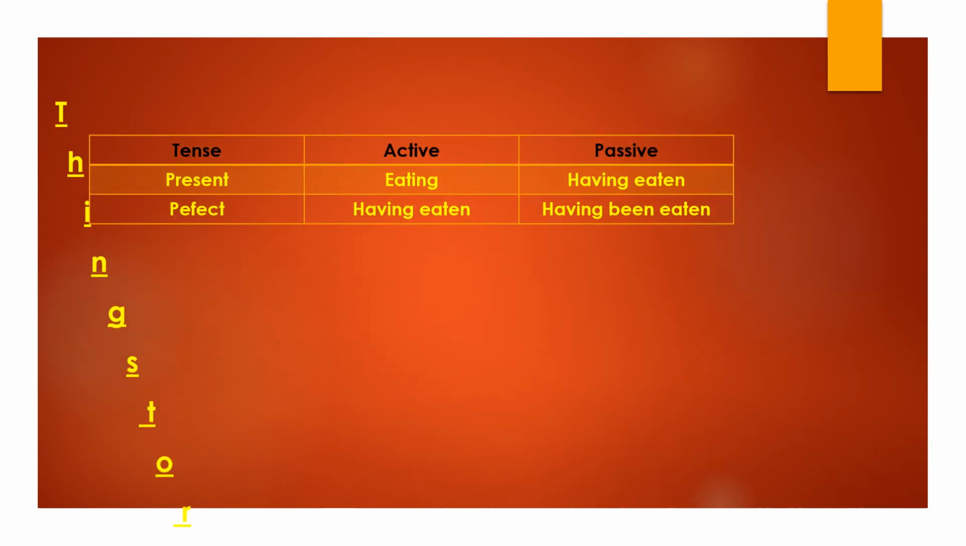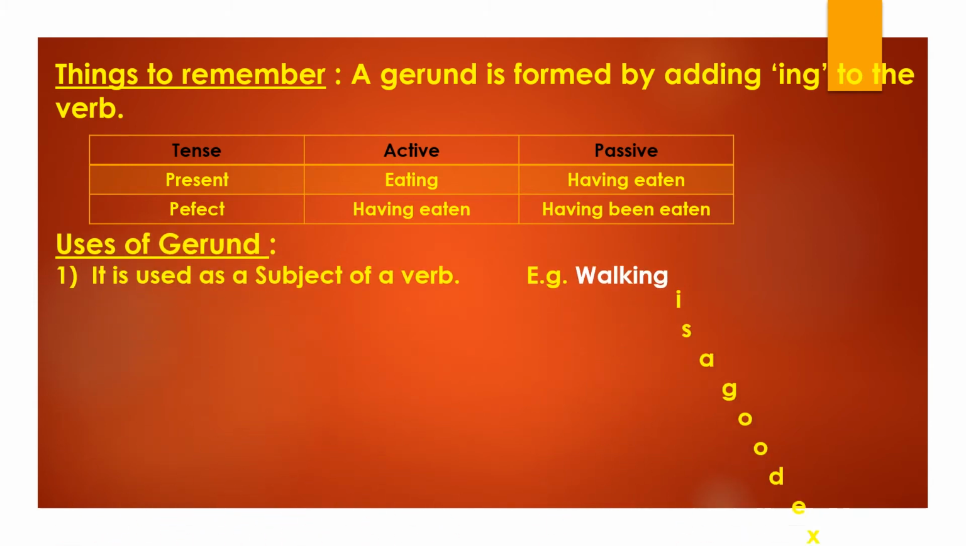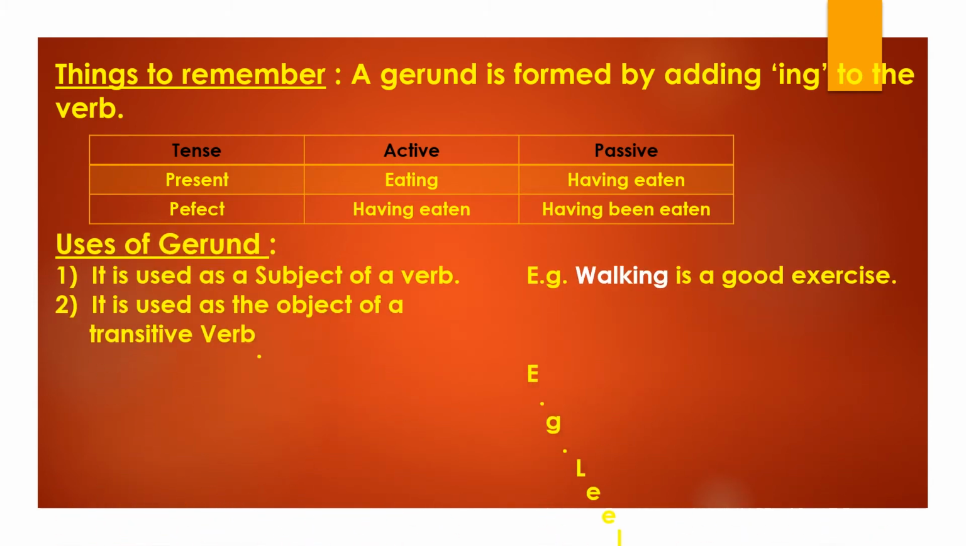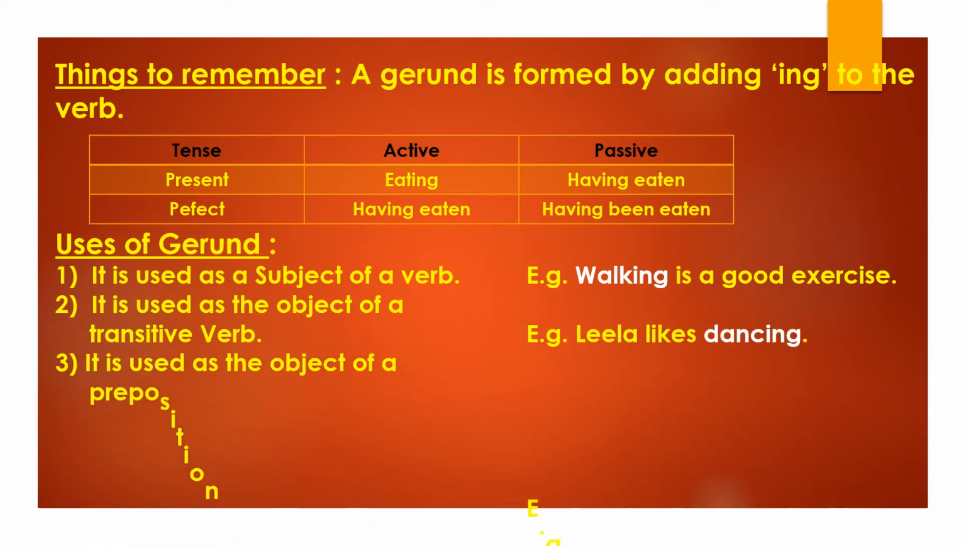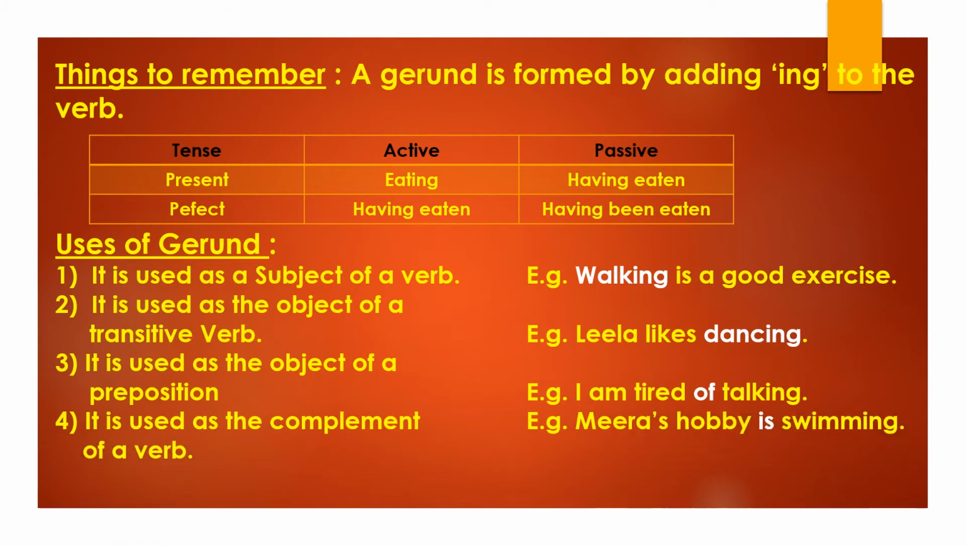Now you can see, children, here things to remember. A gerund is formed by adding ing to the verb. This is the most important thing, children. But remember, it is a verbal noun. That also you have to keep in mind, because many verbs we use in present continuous tense also have ing added to the verb. That doesn't mean it is a gerund. A gerund is always a verbal noun. So don't get confused. A gerund is formed by adding ing to the verb.